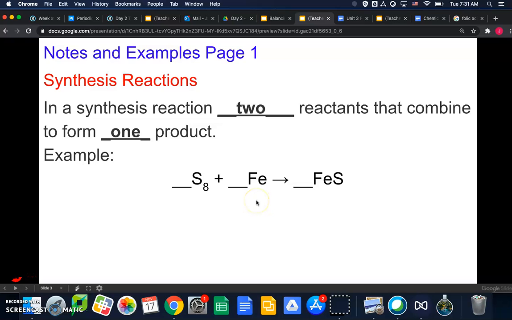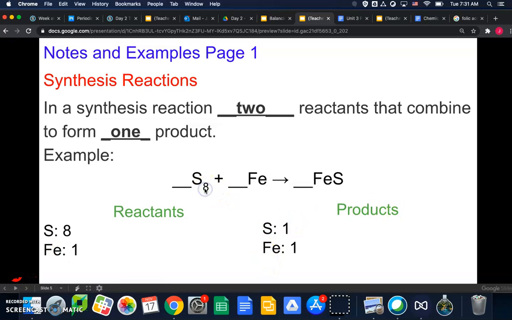And so then what we're going to do now is balance this reaction. So it's helpful to count the number of atoms on each side whenever you're balancing a reaction. So on the reactant side, we have sulfur and iron, and on the product side, we have sulfur and iron. I count 8 sulfur atoms on the reactant side. I count 1 iron atom on the reactant side. I count 1 sulfur atom on the product side, and I count 1 iron atom on the product side.